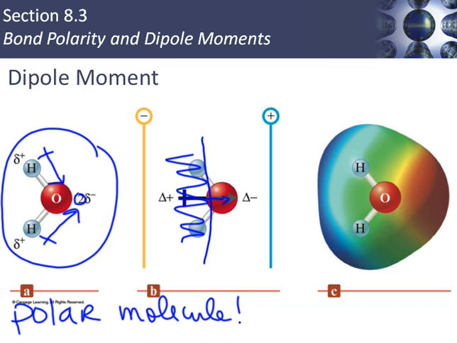This is showing you the electron distribution, where red is your most electron dense and blue is your least electron dense. So looking at this picture, do you see how it's a very heavy red on one side? This also shows you that this is a polar molecule. So yes, our bonds are polar, but our molecule is also polar.